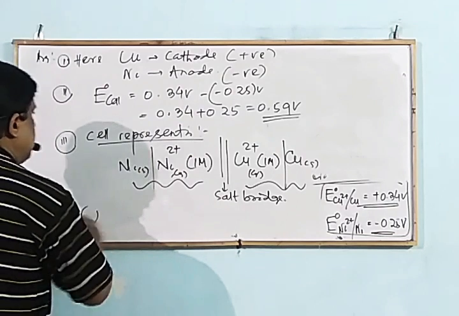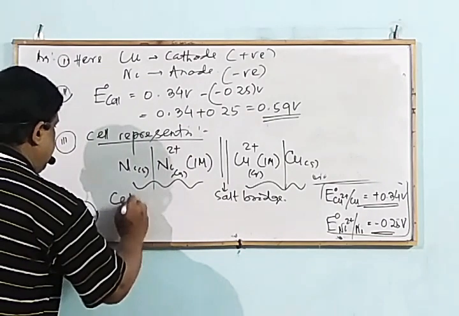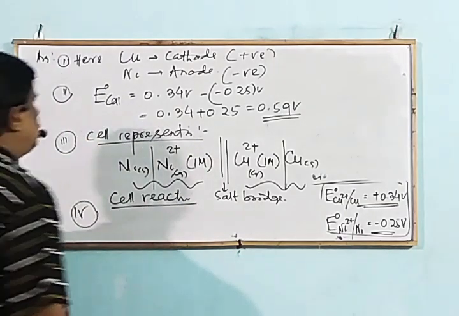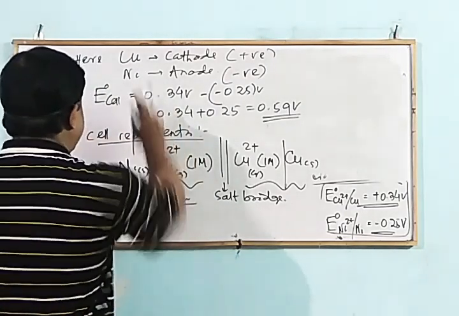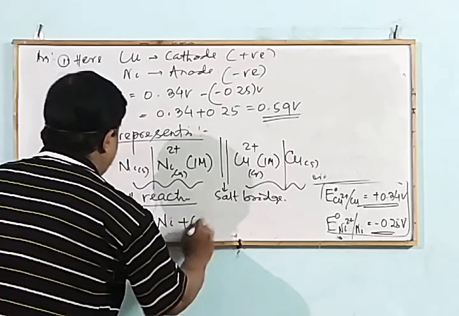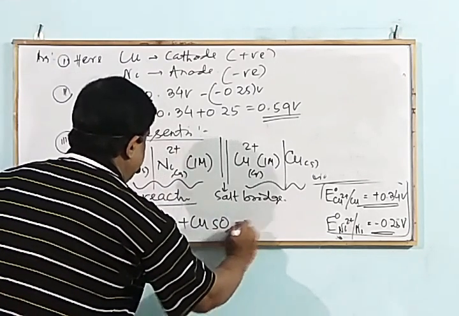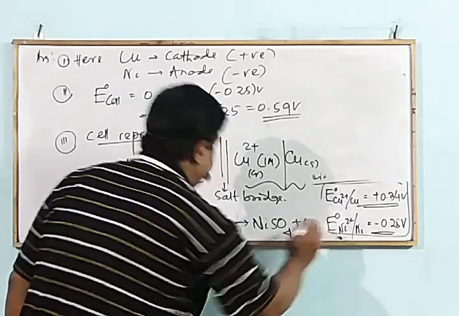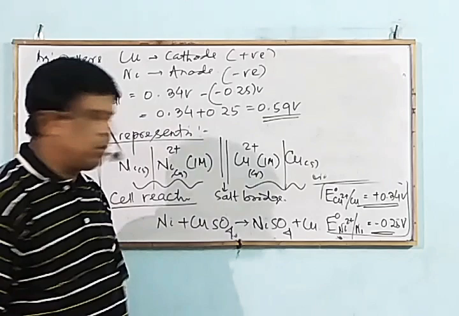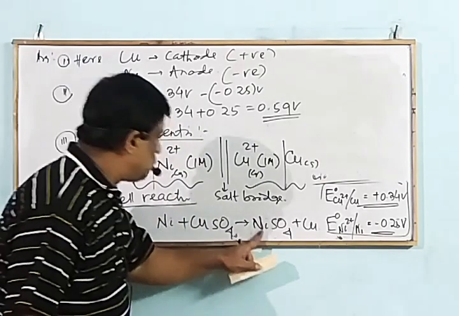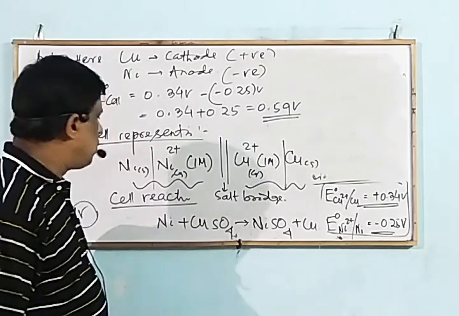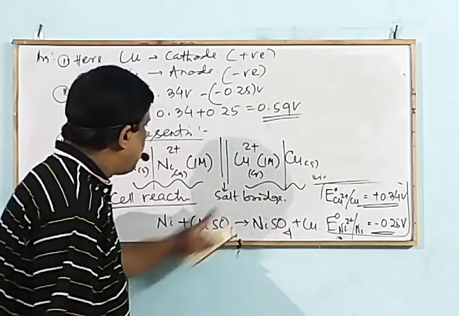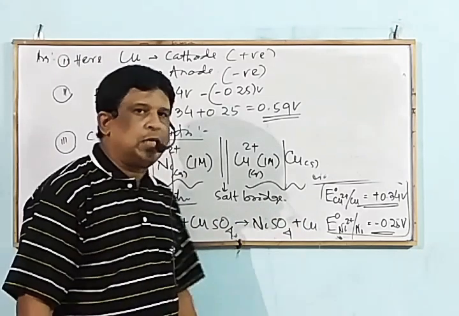Next bit is cell reaction. So which one is anode? That is nickel. Nickel plus copper sulfate gives rise to nickel sulfate plus copper. It is known as the cell reaction because nickel is transferred to nickel ion, that is loss of electron, that is oxidation takes place at anode, and copper ion is transferred to copper, that is reduction takes place at cathode.